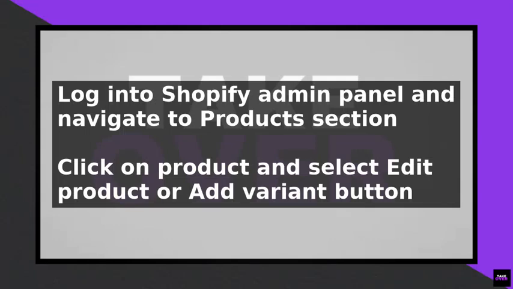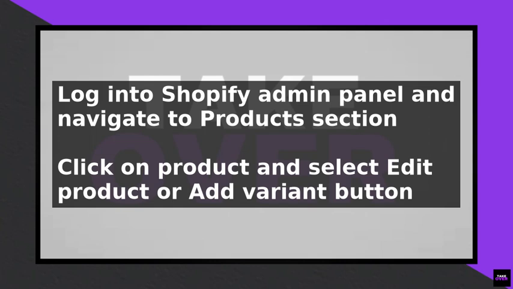To add a checkbox to Shopify, start by logging into your Shopify admin panel and navigating to the Products section. Click on the product you want to add the checkbox to. Then click on the Add Variant button if you want the checkbox to apply to a specific variant.